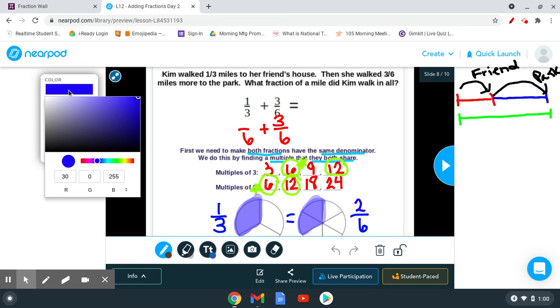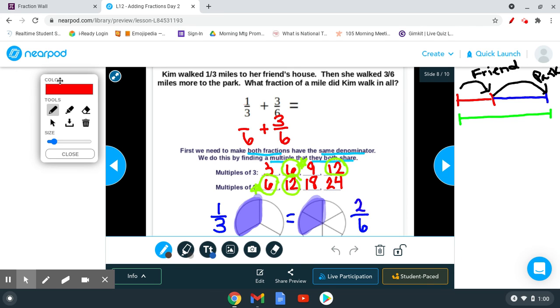So when I go up here, you guys can see that my new problem, instead of doing 1/3 plus 3/6, is now 2/6 plus 3/6, because they are the same, they're equivalent. And now I can get my answer of 5/6 of a mile.